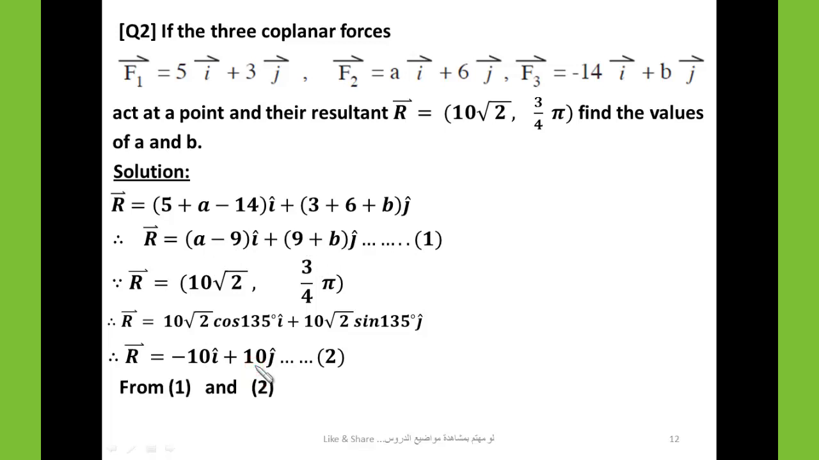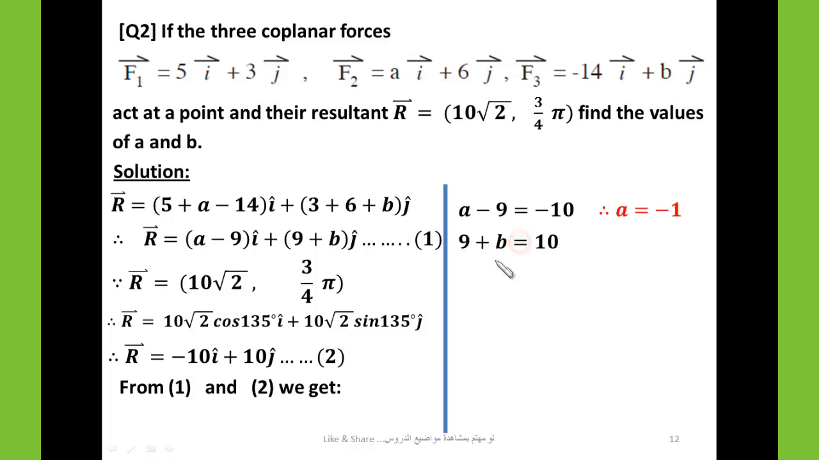And from 1 and 2, we get a minus 9 equals negative 10. It means a equals negative 1. And 9 plus b equals 10, so b equals 1. b equals 10 minus 9, which equals 1.